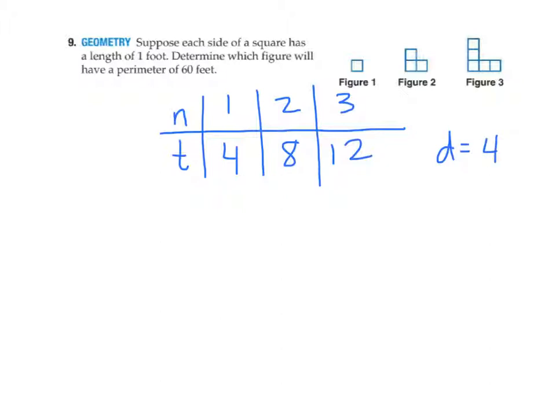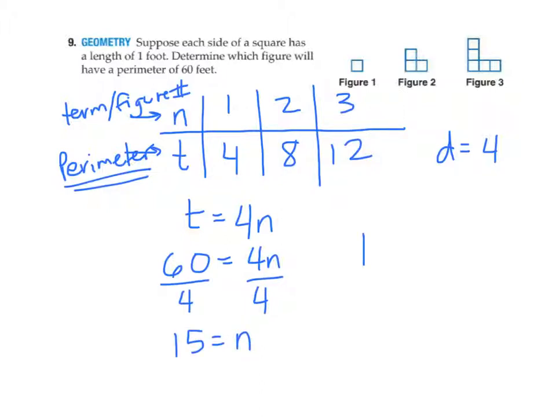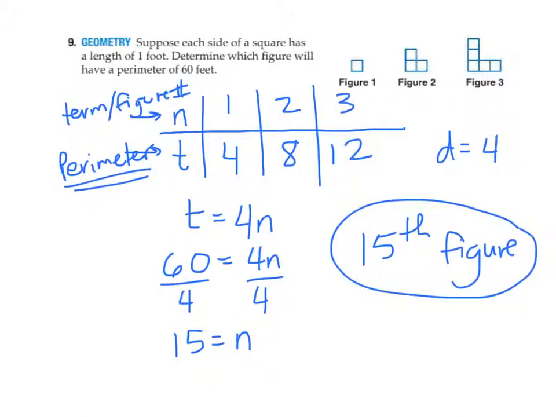And if you look at what that means, we have 4 times n. Are we adding or subtracting? No, we are not. And we want to know, when will our perimeter be 60 feet? Well, this is term number, or figure number in the case of this particular problem, and this was perimeter. So again, I can plug in my perimeter to find my figure number or term number. Dividing both sides here by 4, I get 15. It's the 15th figure that will be the one with a perimeter of 60 feet.